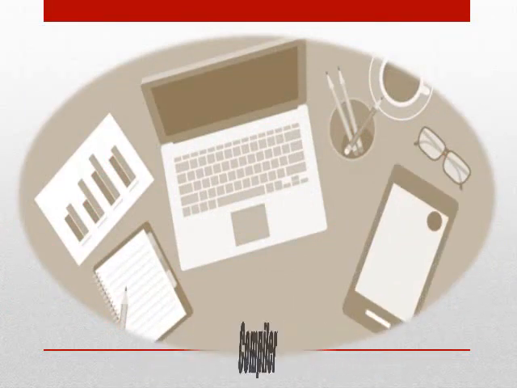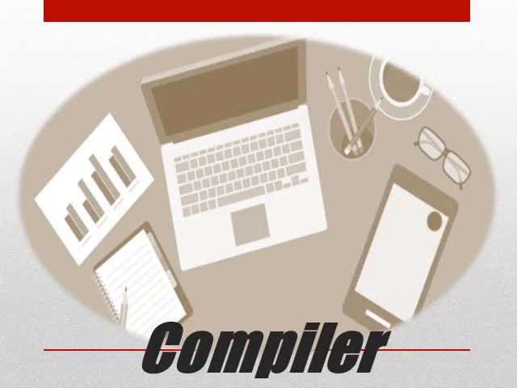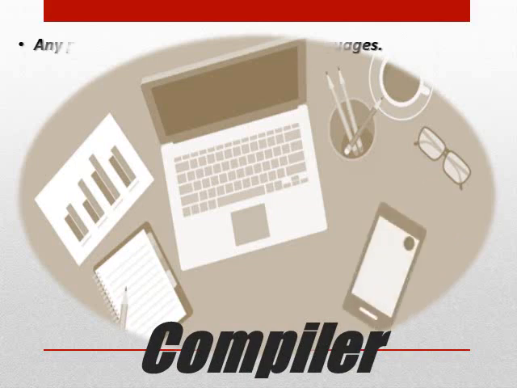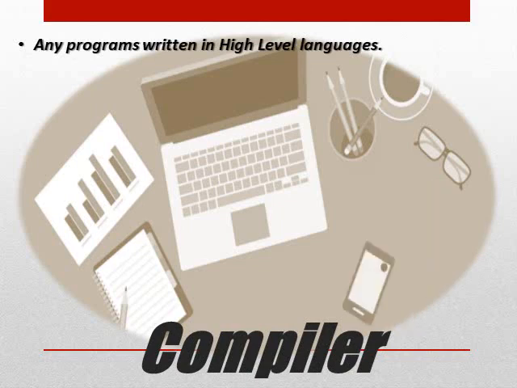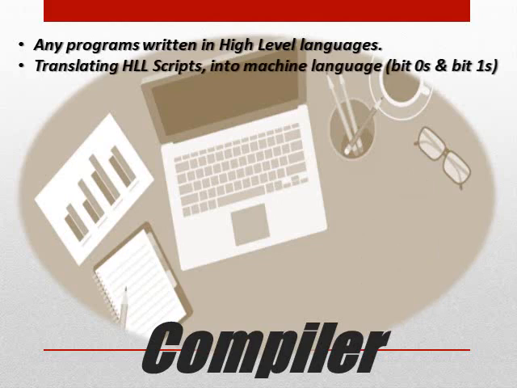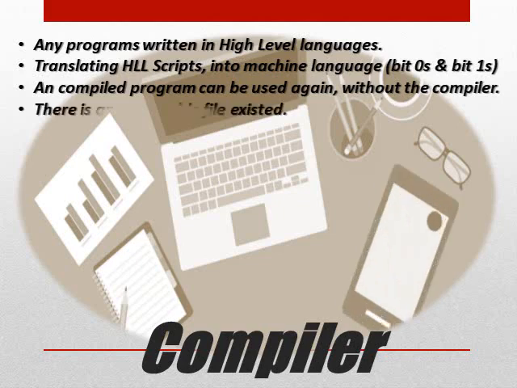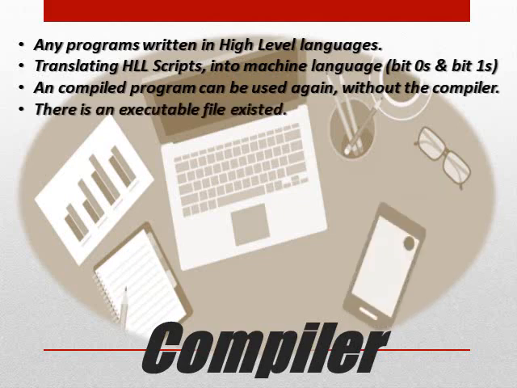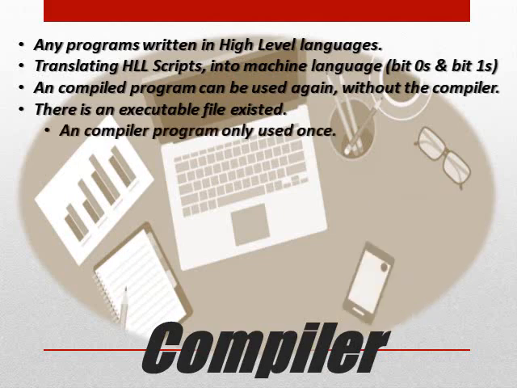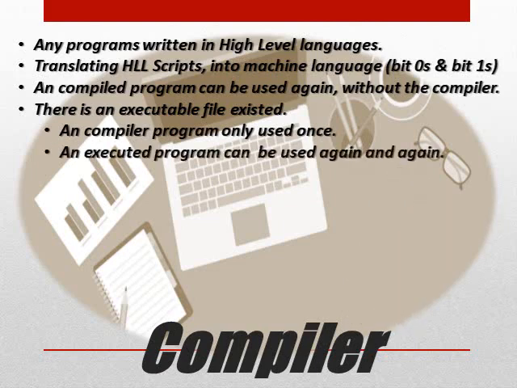Last but not least, the third type of translator program is called the compiler. It is a translator program for any programs written using a high-level language. It translates the high-level language's scripts or keywords into machine language, which is bit zeros and bit ones. A compiled program can be used again, without the compiler. An executable file exists after translation. Thus, a compiler program is only used once in this case. An executed program can be used again and again.